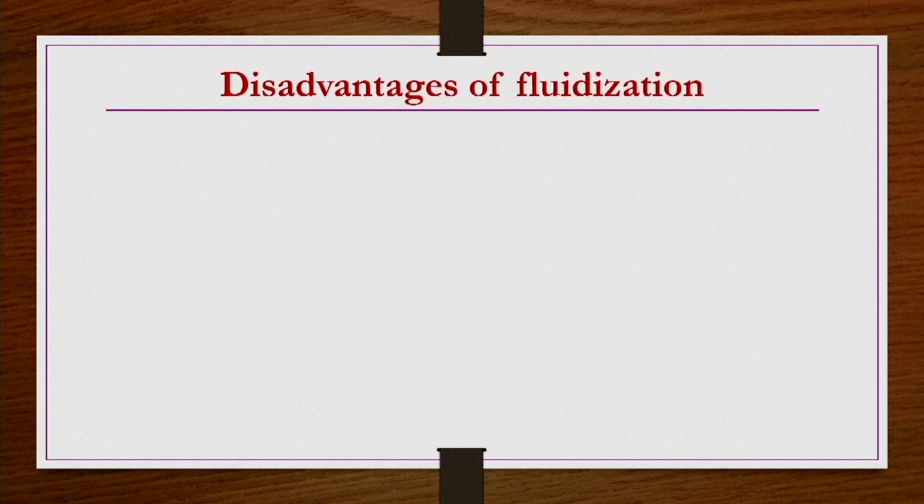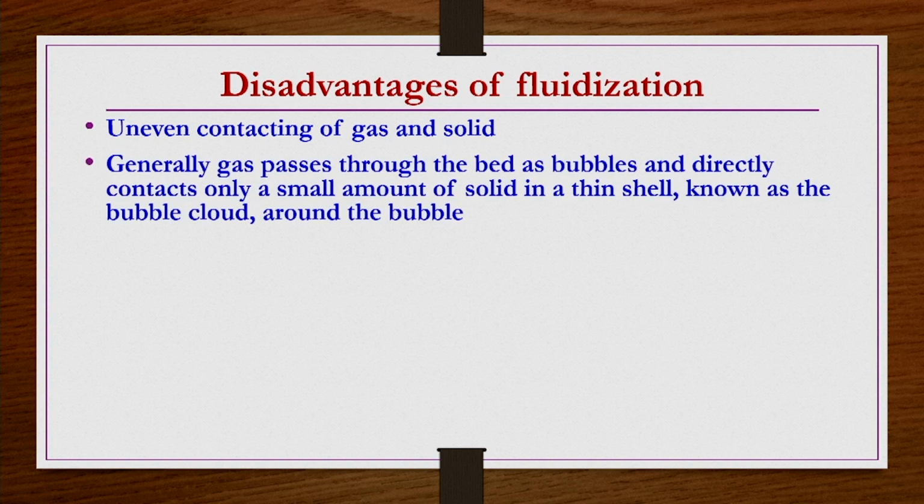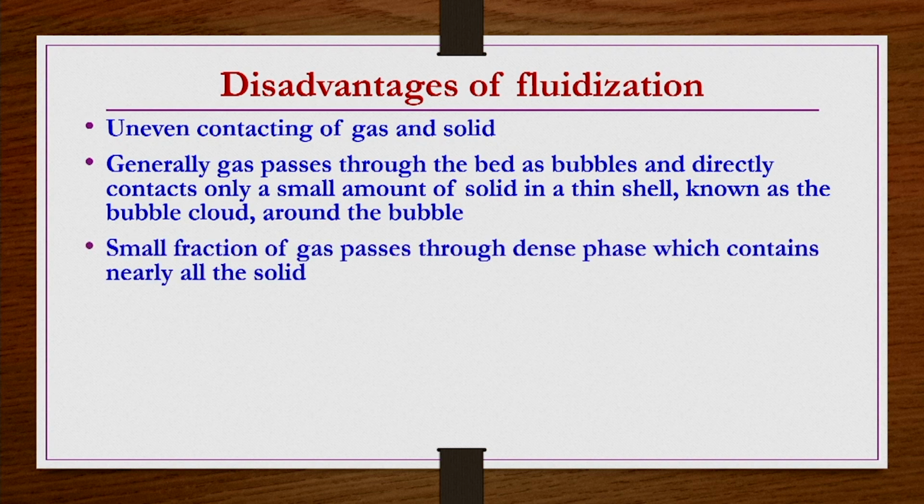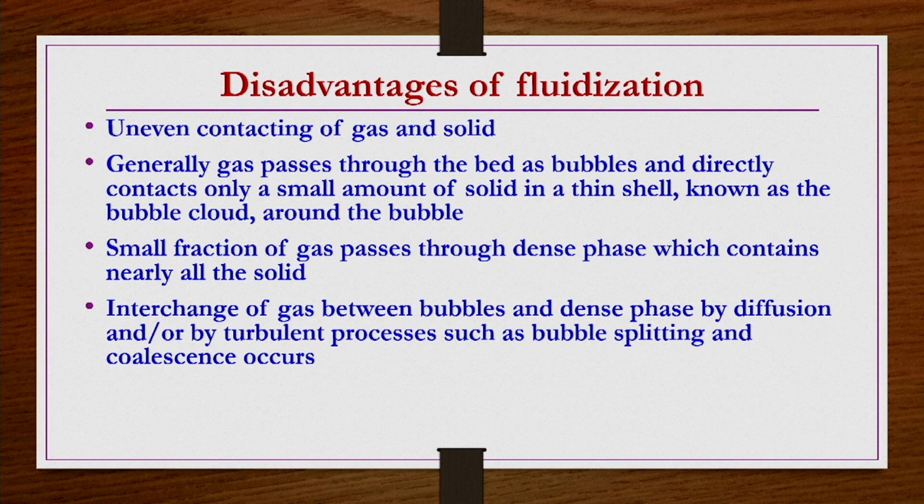However, there are several disadvantages with fluidization. First of all, uneven contacting of gas and solid, especially in bubbling fluidization and slugging fluidization, as we have seen; the contact is not even, whereas the contact is very even in particulate fluidization. For the gas-solid system, uneven contact is a disadvantage, because generally gas passes through the bed as bubbles and directly contacts only a small amount of solid in the thin shell known as the bubble cloud. As we have seen, the voids or bubbles that form are almost free of particles, and sometimes they expand so much that they contact fewer particles, and only a small fraction of gas passes through the dense phase which contains nearly all the solids. So there is no evenness.